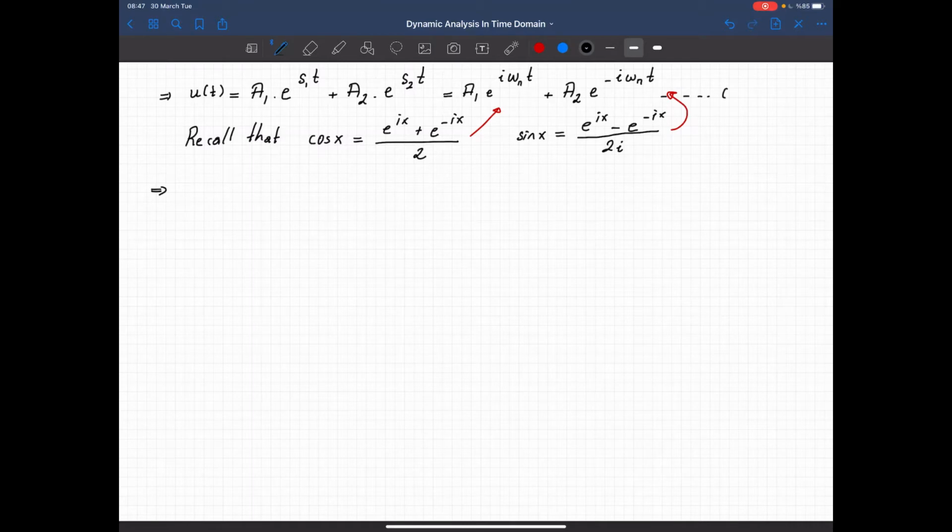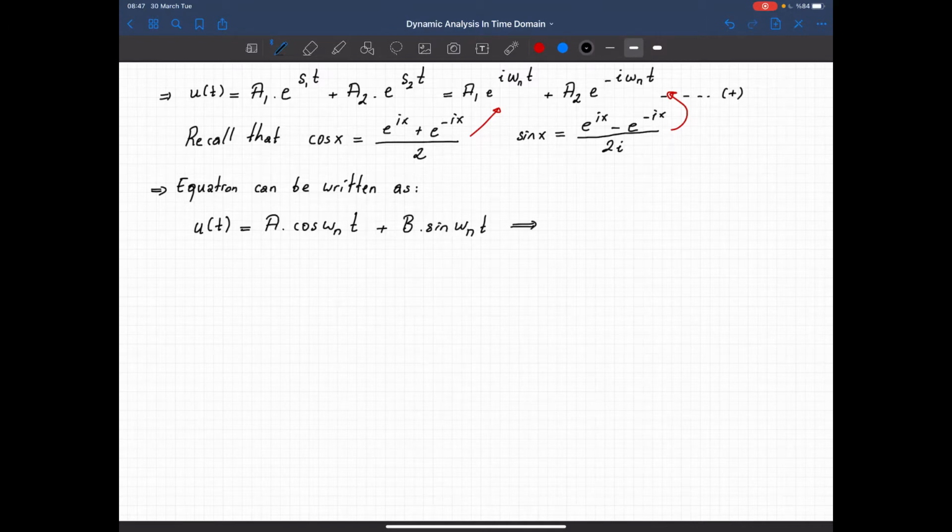I call this one equation plus. So equation plus can be written as u of t equal to a constant a times cosine omega n t plus another constant b times sine omega n t, and these constants, or the coefficients a and b, depend on the initial conditions.